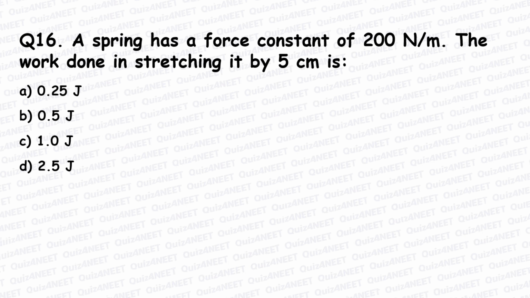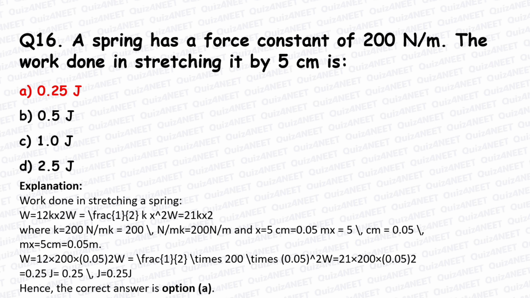Q16. A spring has a force constant of 200 newtons per meter. The work done in stretching it by 5 centimeters is: A, 0.25 J; B, 0.5 J; C, 1.0 J; D, 2.5 J. Answer: A, 0.25 J. Work done in stretching a spring: W = 1/2 Kx², where K = 200 N/m and x = 5 centimeters = 0.05 m. Hence, the correct answer is option A.